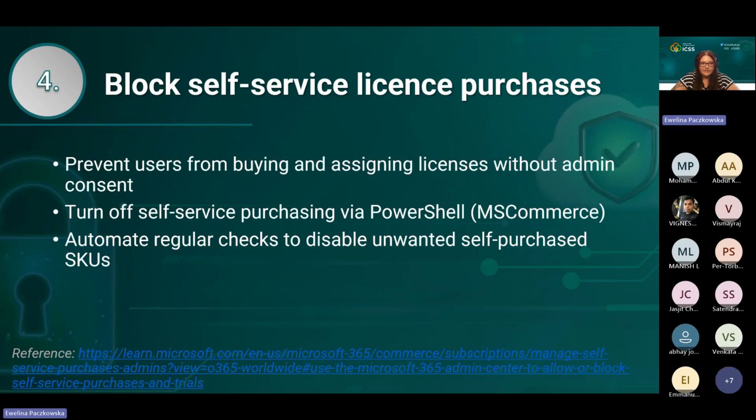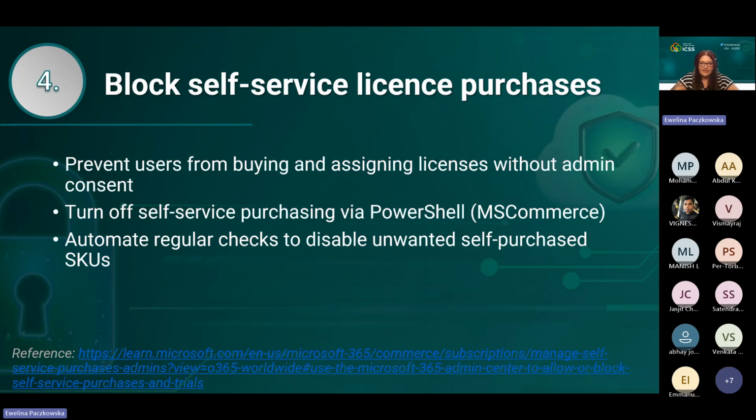Okay, so on to tip number 4, which is to block self-service license purchases. So let's say maybe you're holding off on Microsoft 365 Copilot licenses for now. Well, great, because you might not be ready yet. You might not have all the preventative measures in place to make sure that you're confident enough to finally flip that switch. But your users might not even be thinking that.